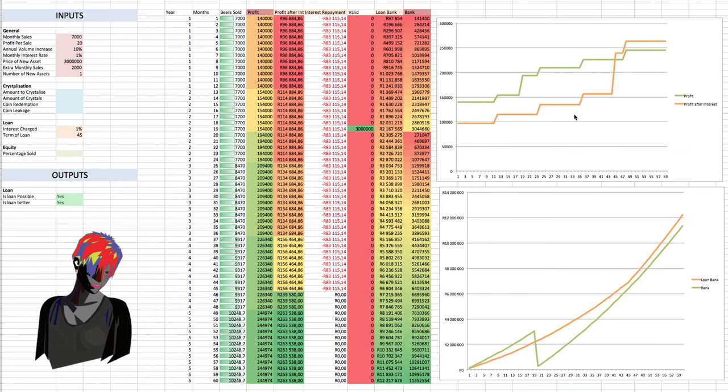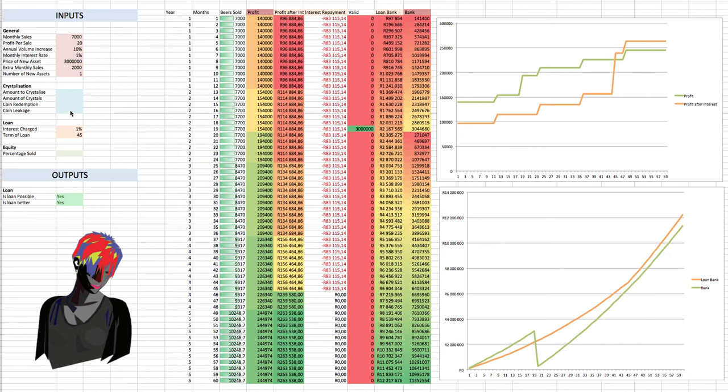Now we ask the question: instead of the business financing itself, what would happen if it took out a loan? The loan is going to give it the advantage of getting that bar, or that asset, in earlier, which means, as we can see here, it grows slowly at a higher rate than the normal one without the loan. The profit is a little bit suppressed due to the interest repayments, but after the interest repayments, it does jump up and it is greater than the normal profit.